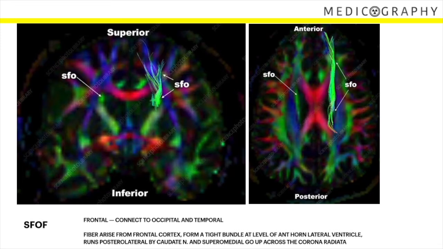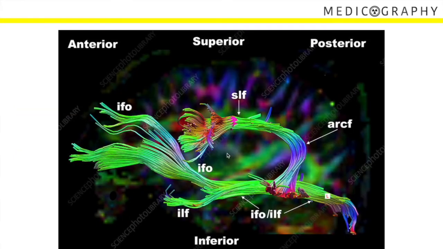The fiber arises from the frontal cortex from a tight bundle at the level of the anterior horn of the lateral ventricle, runs posterolaterally by the caudate nucleus and supromedially, and goes up across the corona radiata. This is the superior longitudinal fasciculus. This is the inferior fronto-occipital fasciculus, and this is the arcuate fibers. This is the inferior longitudinal fasciculus.